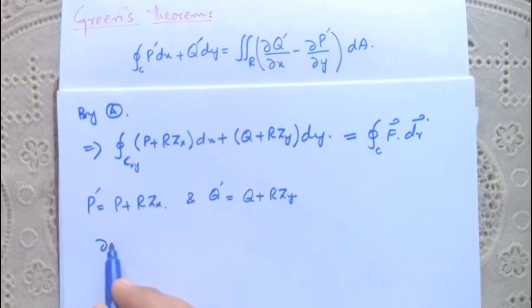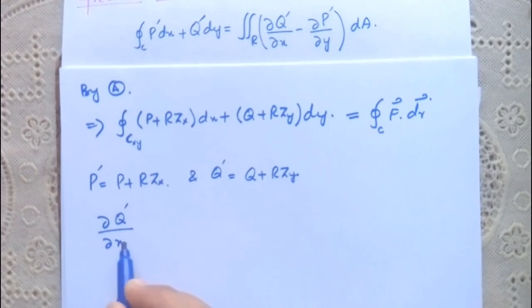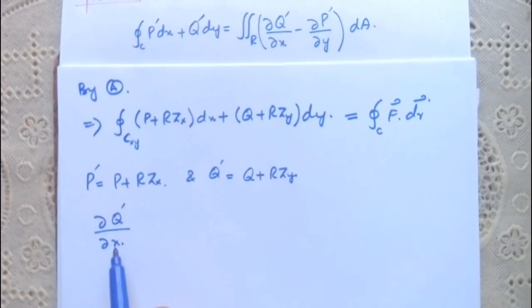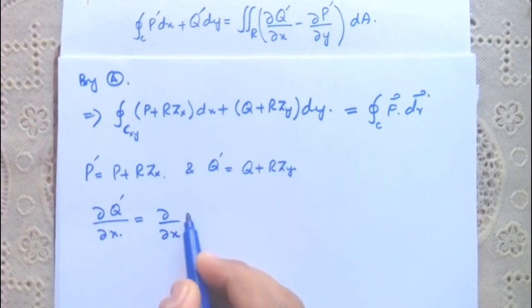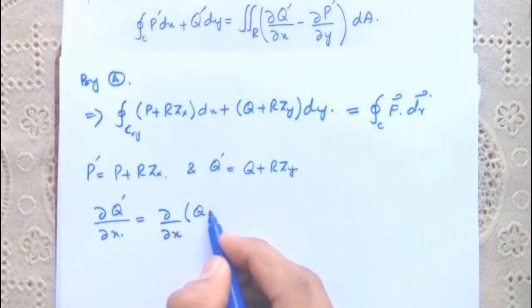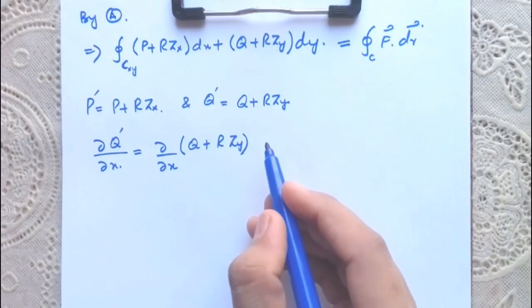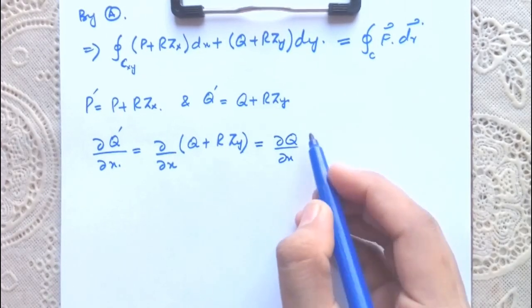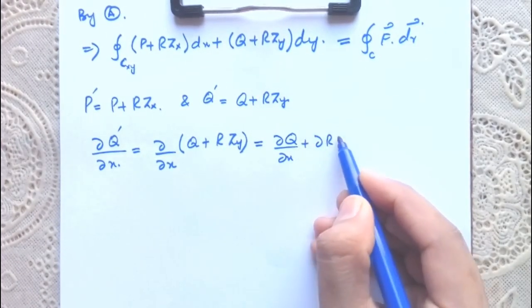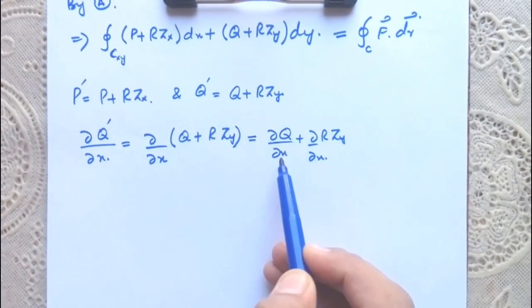So partial of q dash with respect to x is equal to partial of q plus r zy with respect to x, and it is equal to partial of q with respect to x plus partial of r zy with respect to x. Now consider partial of q with respect to x.